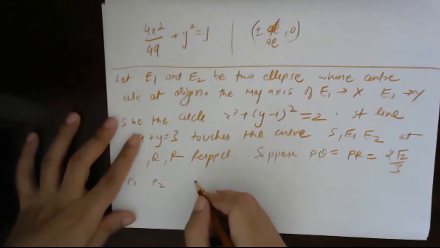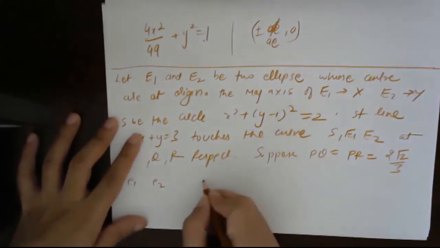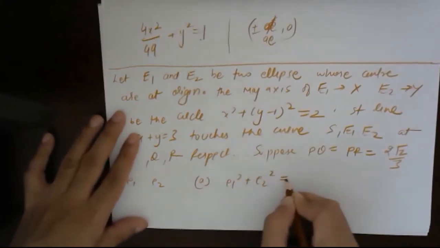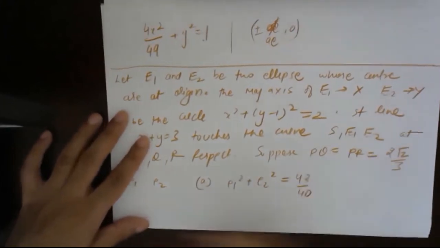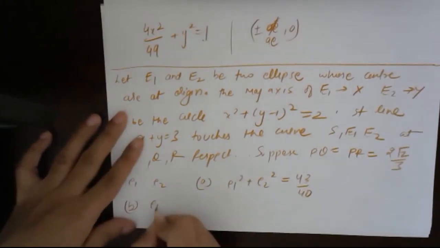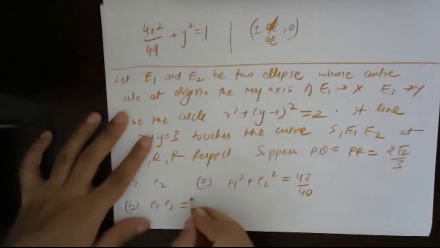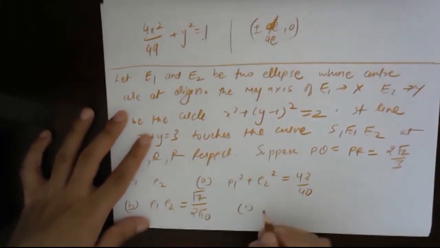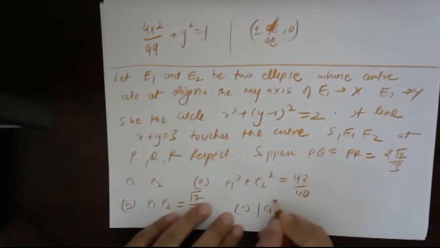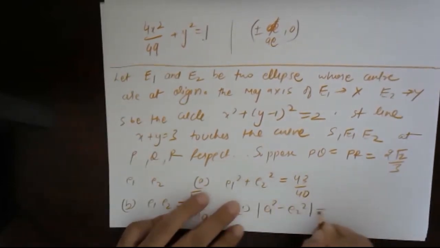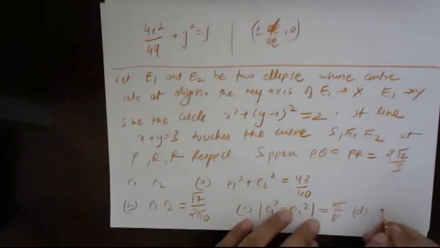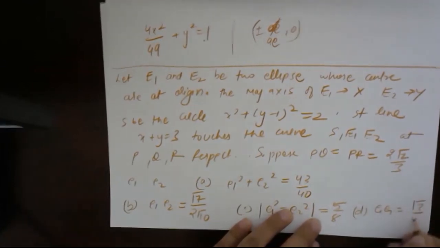And it might be a multiple choice because it's a 4 marks question. Let's see. A option is e1 square plus e2 square is equals to 43 by 40. B is e1 e2 is equals to root 7 by 2 root 10. C option is mod of e1 square minus e2 square equals to 5 by 8. And D option is e1 e2 is equals to root 3 by 4.